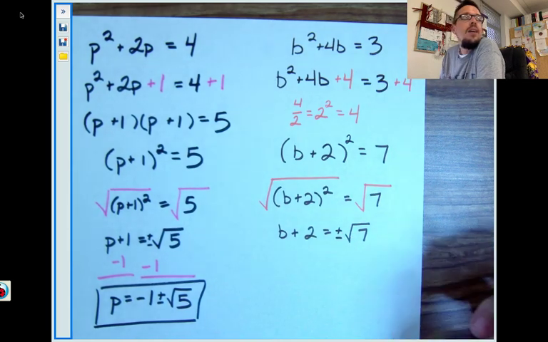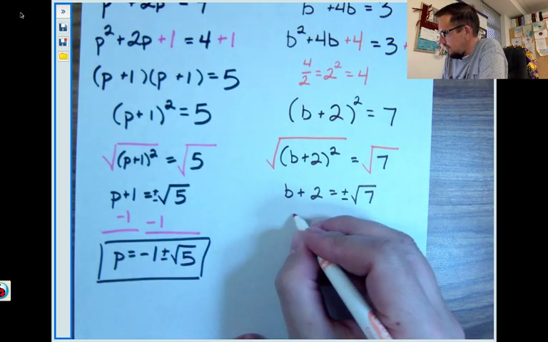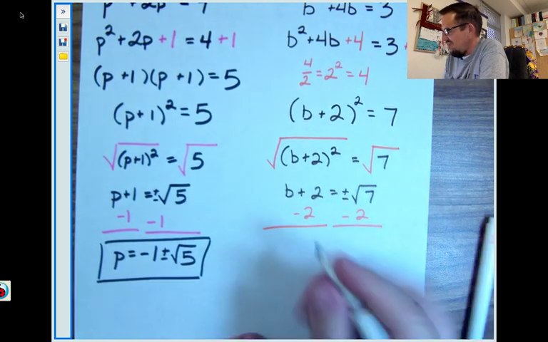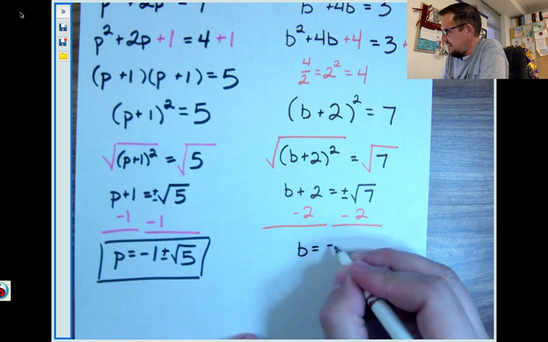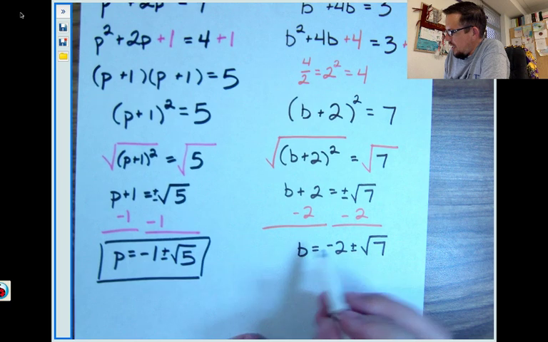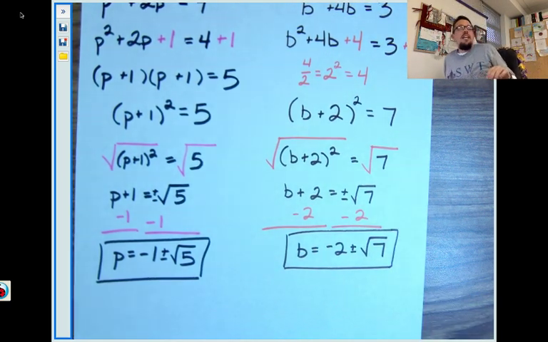Good. Minus 2. Minus 2. Great. Negative 2 plus or minus the square root of 7. There we go. And that is 2 answers. One of my answers is negative 2 plus root 7, and the other answer is negative 2 minus root 7. That is 2 different answers, even though we're only writing one thing. Okay?